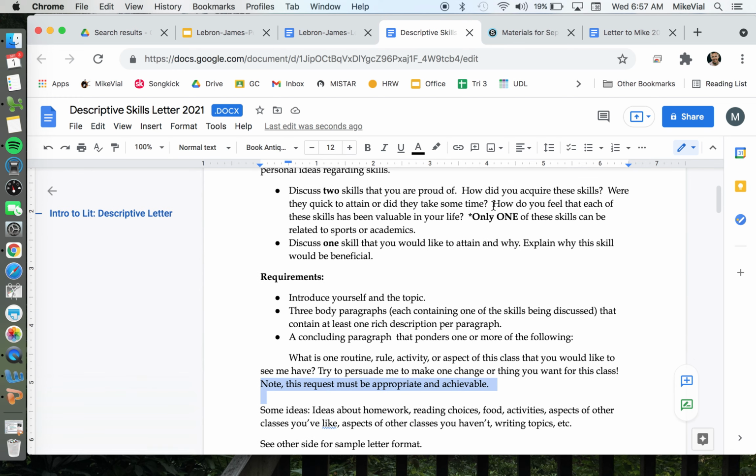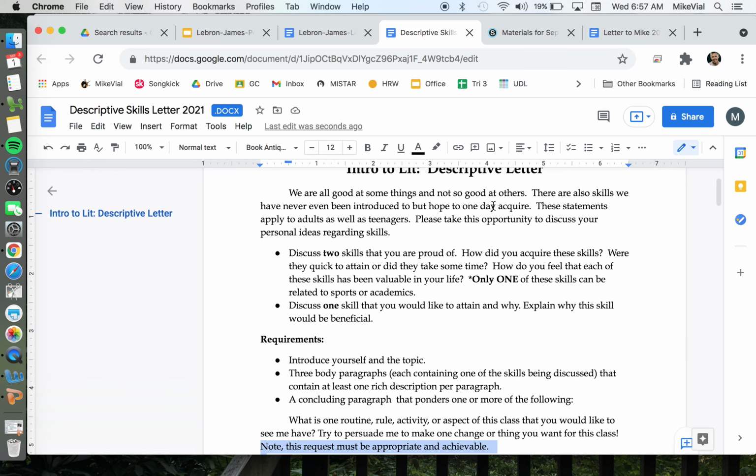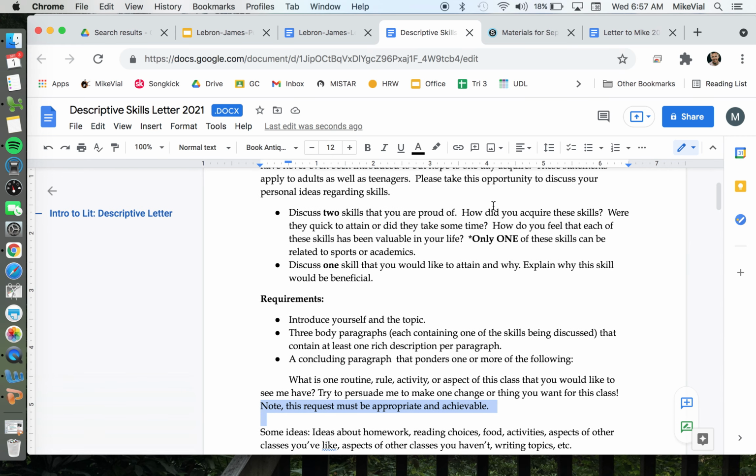So, I hate to say it, but it is kind of a five paragraph letter. But I figured having a structured assignment would be really helpful for you to follow while I'm absent. Let's review. In your descriptive letter about yourself, you're going to have five paragraphs. You're going to have an introduction where you introduce yourself and the topic. You're going to have three body paragraphs, each describing a skill.